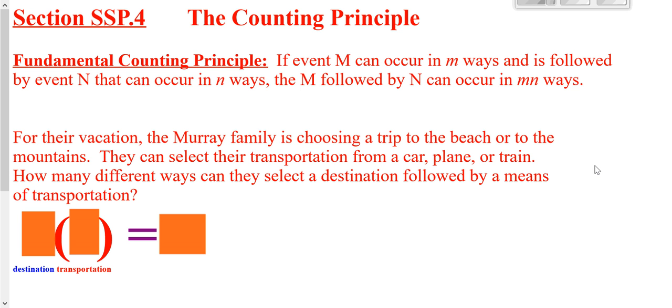We're going to take a look at our counting principle and some probability today. So your counting principle says if you have an event M that can occur in M ways, followed by an event N that can occur in N ways, basically you just need to multiply how many ways the first thing could happen times the number of ways the second thing can happen.